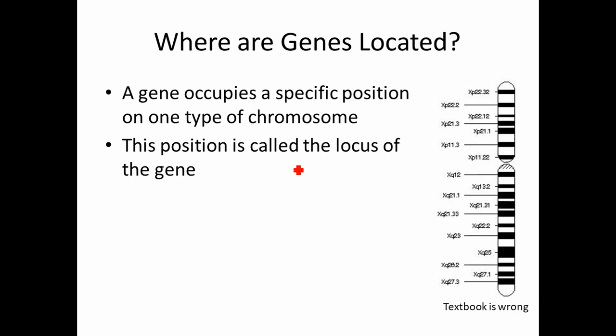So where are genes located? Well, genes will occupy a specific position on one type of chromosome, meaning that, within humans, for example, a gene for hair color will always be located on the same chromosome and will be located on the same position on that particular chromosome. This position is referred to as the locus of the gene.